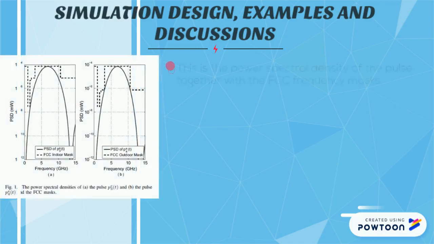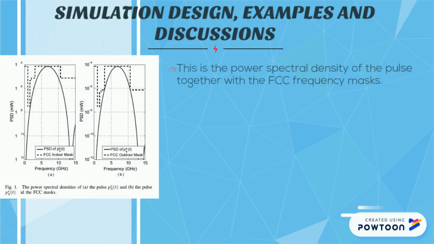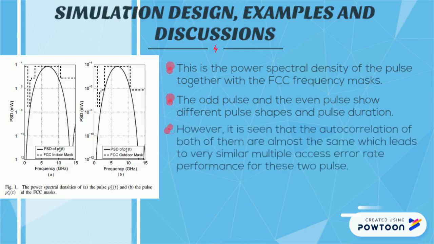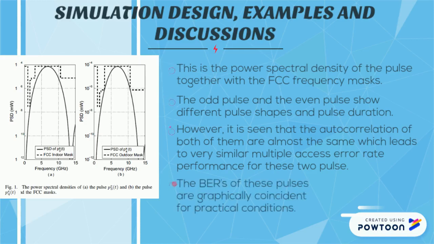Here it shows the power spectral density of the pulses together with the FCC frequency mask, and the pulses consist of the odd pulse and the even pulse. They are very different, but they are almost the same when they are autocorrelated, which leads to a very similar multiple access error rate performance for these two pulses. Let's go to the next slide.